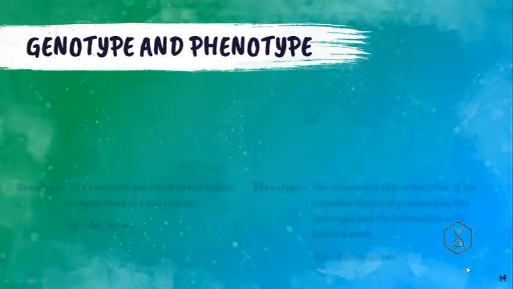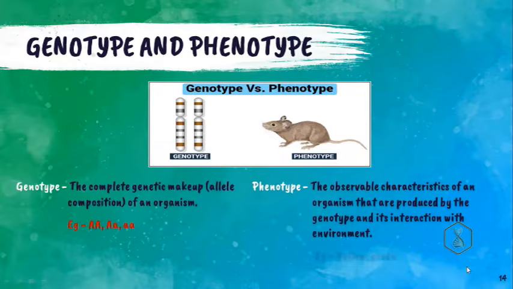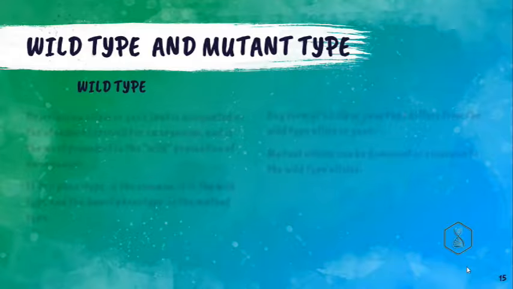What is genotype and phenotype? Genotype refers to the complete genetic makeup or allele composition of an organism. Example, capital A small a refers to the allele composition which represents the genotype, whereas phenotype refers to the observable characteristics of an organism that are produced by the genotype and its interaction with the environment. Example, yellow, green, etc.